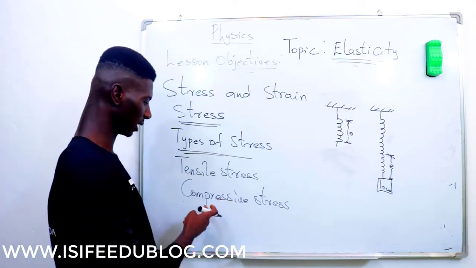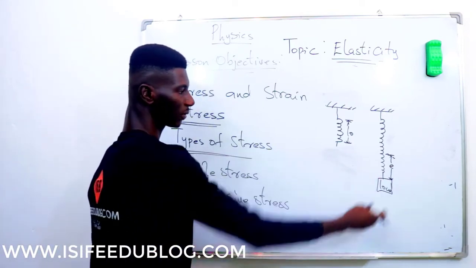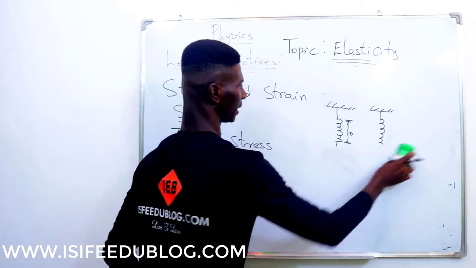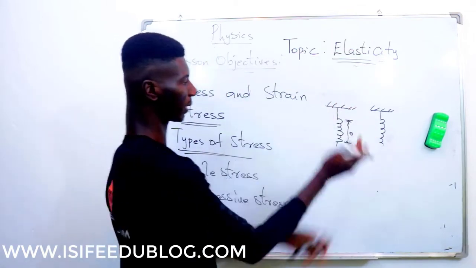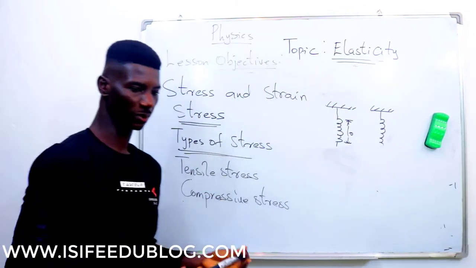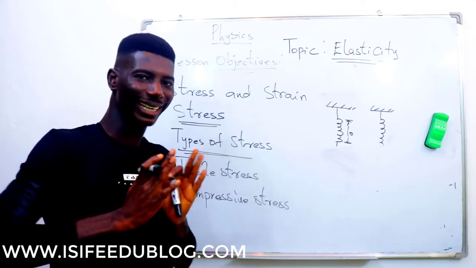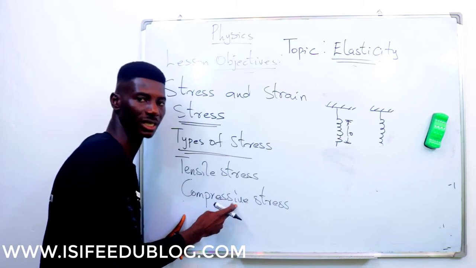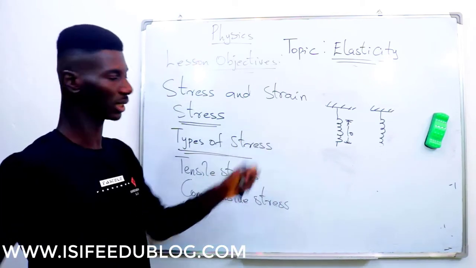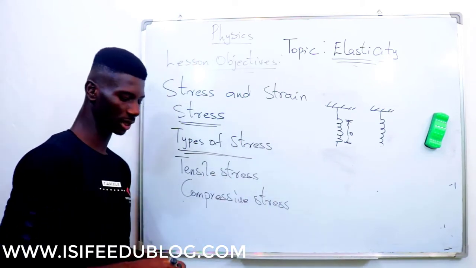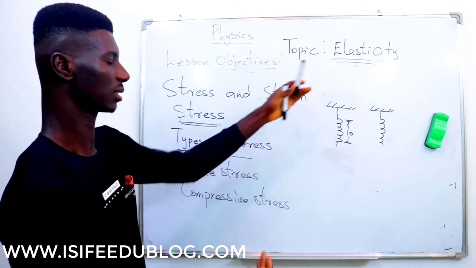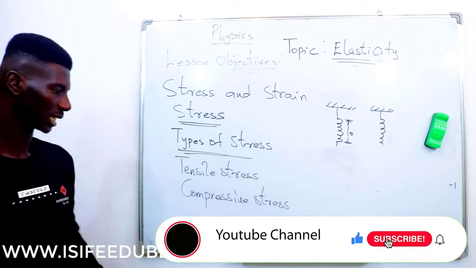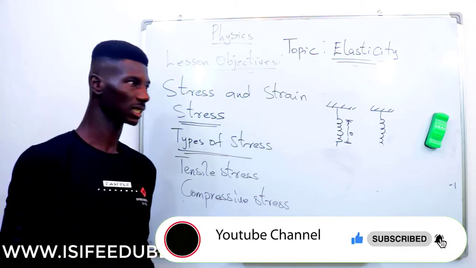But the reverse is the case for compressive stress. Instead of applying a load to stretch it, I will try to compress it. Sometimes when you bring a spring and use your hand to compress it, the stress on that spring is called the compressive stress. But if you are trying to stretch it, it is called the tensile stress. The name does not matter, it just differs in demonstration. So whenever they ask you to calculate tensile stress or compressive stress, the formulas are the same.